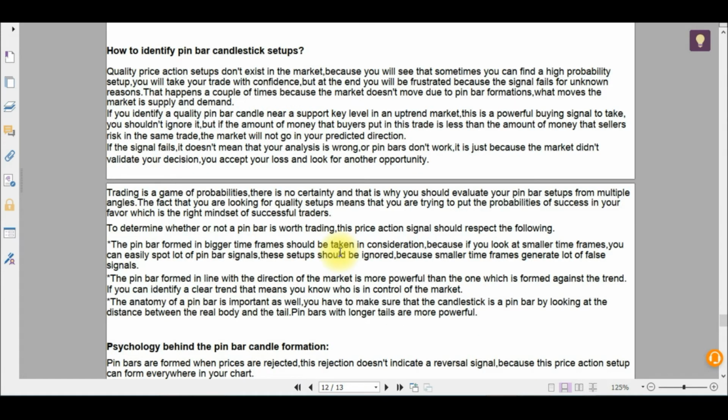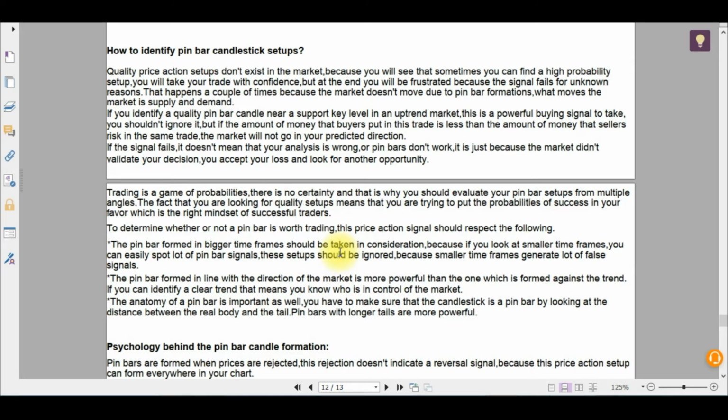How to actually identify pin bar candlestick setups. Quality price action setups don't exist in the market, because sometimes you can find a high probability setup and take your trade with confidence, but at the end you will be frustrated because the signal fails for unknown reasons. That happens a couple times because the market doesn't move due to pin bar formations.